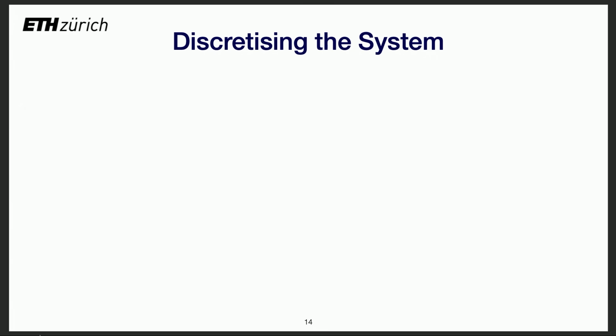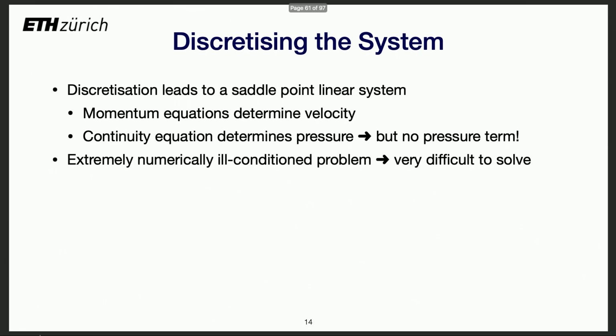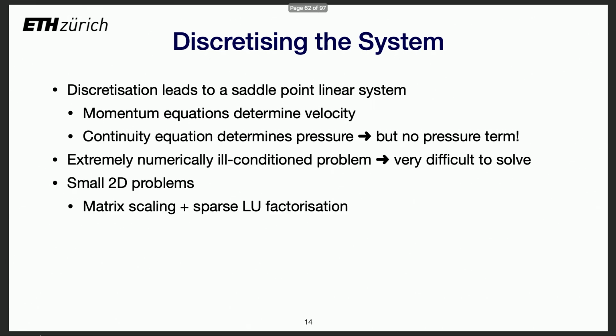So how do we discretize this system? Well, this is where things go south. Discretization leads to a saddle point linear system. The intuitive reason for this is that the momentum equations determine velocity, and that's fine, but then the continuity equation determines pressure. So we're supposed to solve for pressure from the continuity equation. But the problem is that the continuity equation has no pressure term inside of it. So it becomes kind of difficult. It only determines pressure indirectly. And this results in extremely numerically ill-conditioned problems that are very difficult to solve.